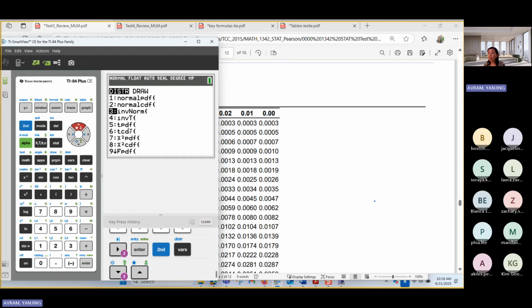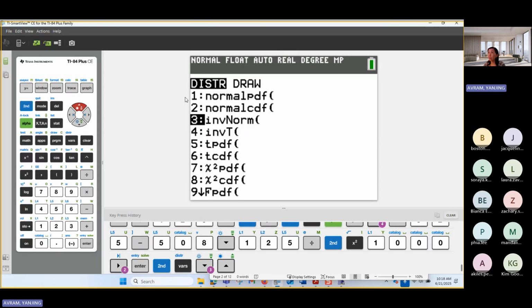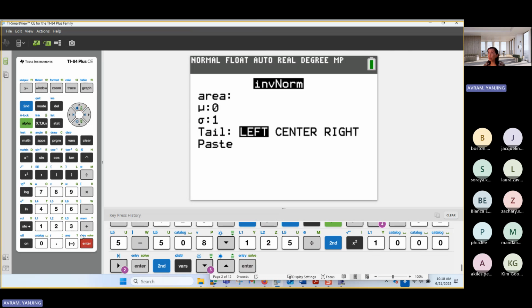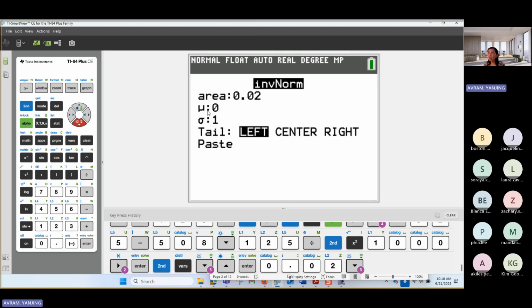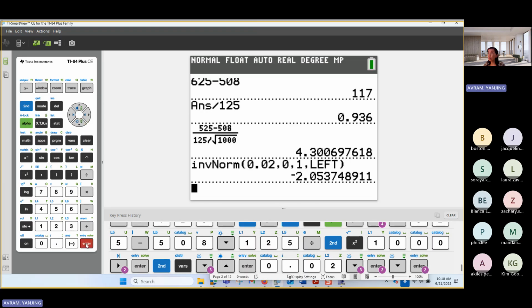Okay, I like the inverse norm a lot, because this can really give you the z-score quickly. Area 0.02, right? Leave everything in default, that's the standard one. This is area to the left, yes. Then we just hit enter. We have a negative 2.05. Round to 2 decimal places.